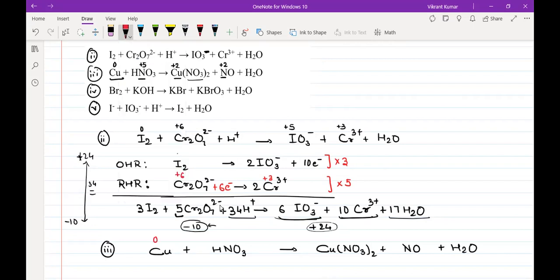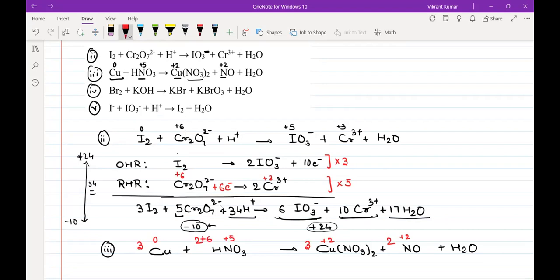0 to +2 is a change of 2, copper already balanced. +5 to +2 is a change of 3, nitrogen already balanced. Where the change is 3, multiply by 2, and where the change is 2, multiply by 3. Okay, and then we have added it. After adding, we have got 6 nitrogen, and that's why we need to add 6 HNO3 to balance nitrogen.